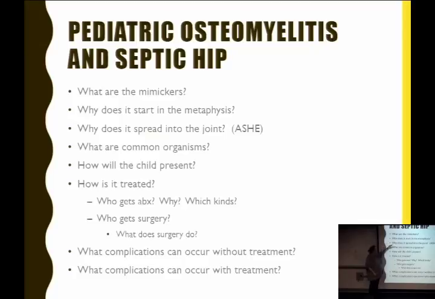And there's 4 places where the metaphysis is in the joint itself. So the joint capsule actually extends around the growth plate to the metaphysis. And those 4 joints are the ankle, shoulder, hip, and elbow.